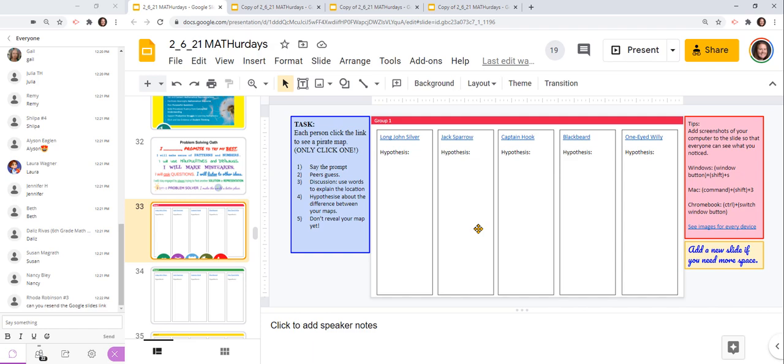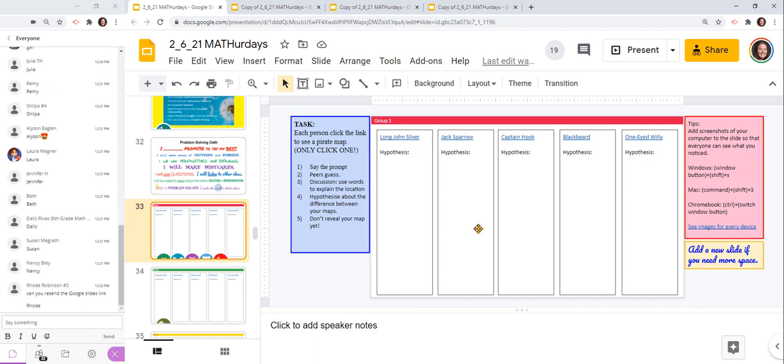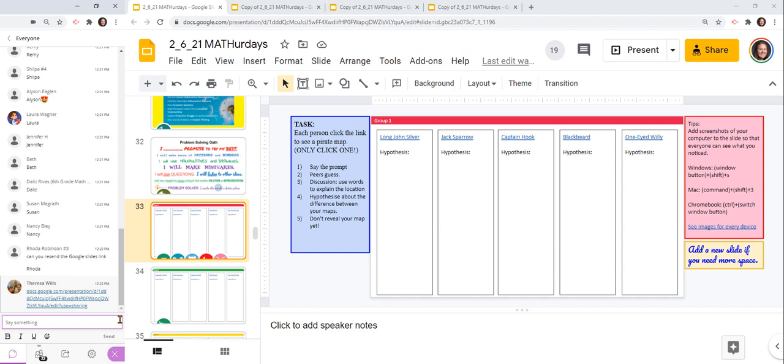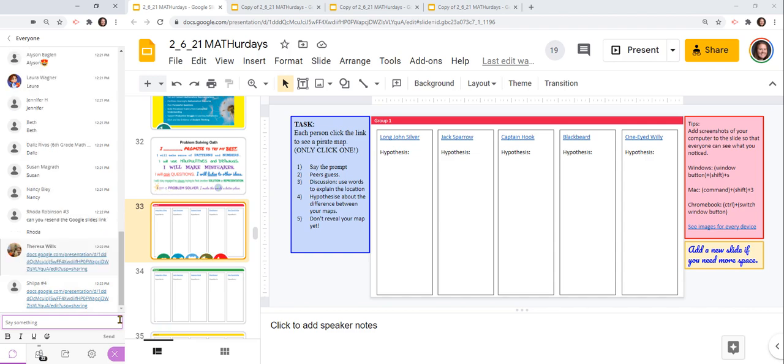Like, I would hide my treasure at this kind of space. It is 4 down and 3 over, or it's at A2, so you're going to give some kind of a coordinate. And then people are going to try to guess what's there. Now, there's a problem with each of these maps. So the area for hypothesis is where you can put what you think is wrong with your map or what's wrong with somebody else's.